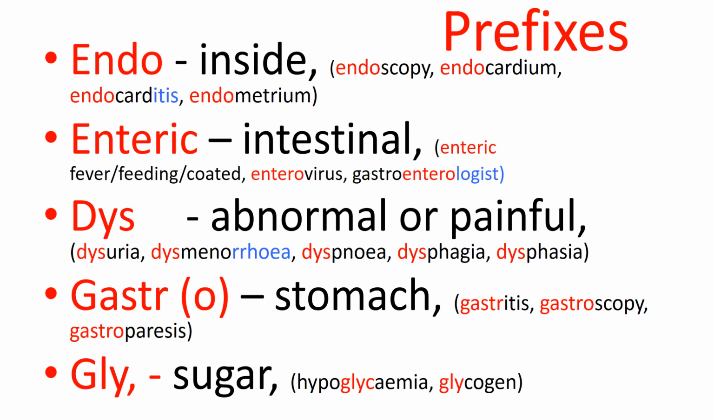Gastroparesis. Now, paresis means a weakness. And sometimes, for example, in long-term diabetes, there's damage to the nerve supply to the stomach, which means there's a weakness in the stomach and it can't process the food properly, and that can result in vomiting, especially if the patients eat large meals. So gastro prefix, paresis suffix. Paresis means weakness.